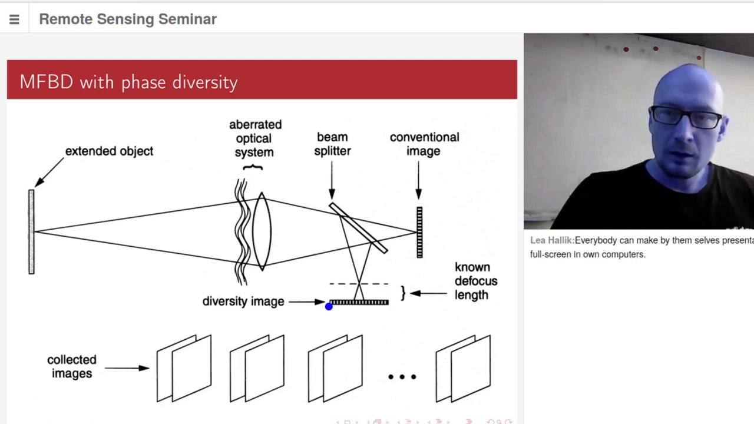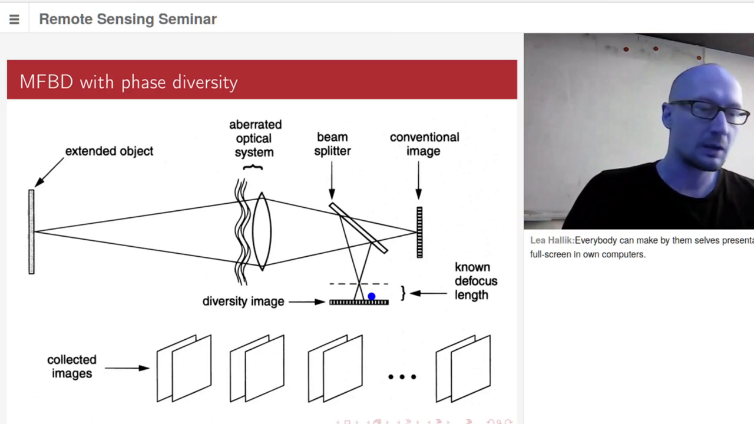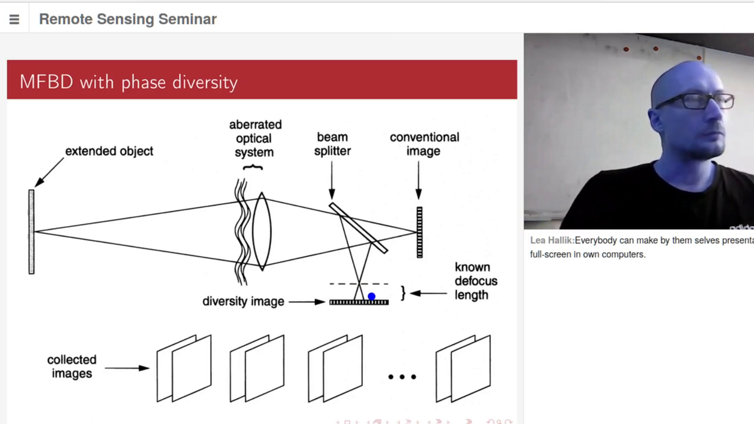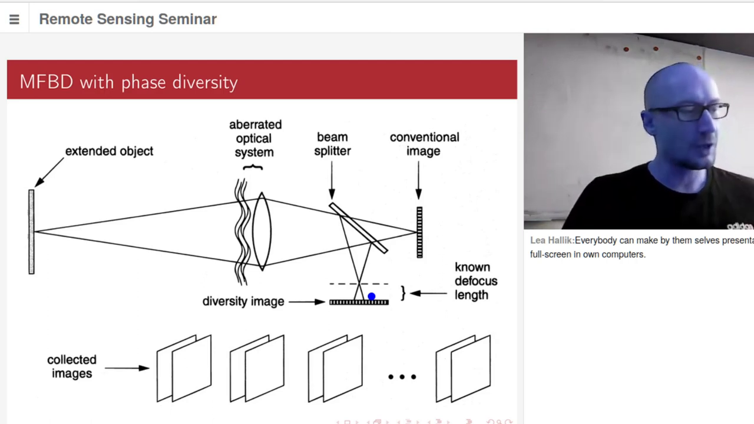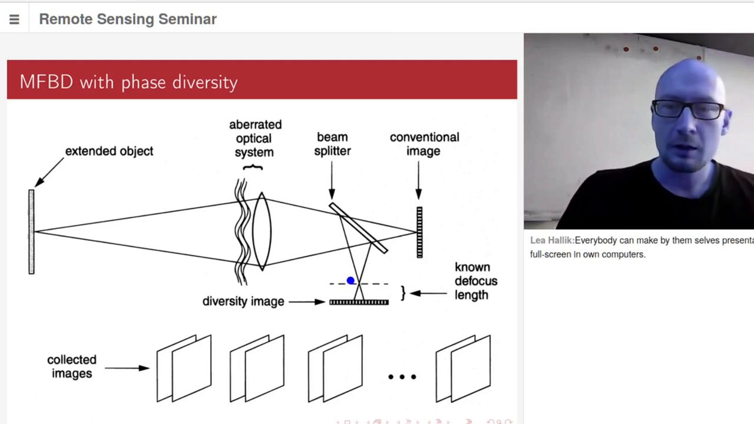And we also have defocus. Here is the beam splitter, which leads to the other sensor, which is defocused compared to this primary sensor. And the idea of that is that you basically get more information about the wavefront. If you think of taking two-dimensional projections of a three-dimensional object, then instead of having only one projection, you have two, so you obtain more information about it, and this regularizes the problem quite a bit.